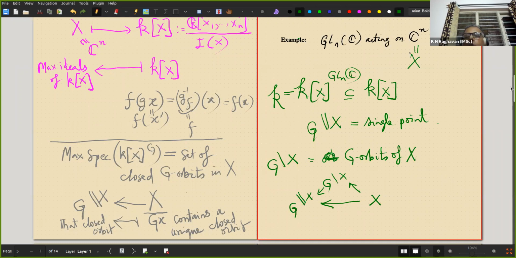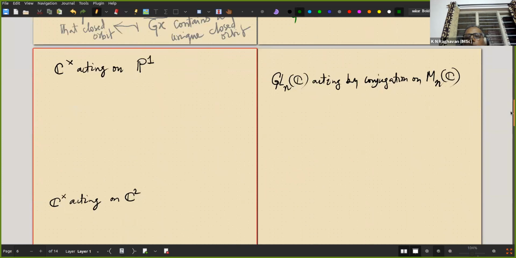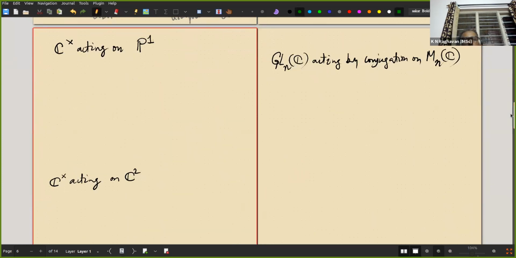Let's look at more examples. Here is an example to show that really we are using all the hypotheses here. Let's look at elements of P1, which are projective coordinates x, y, and C star acting on P1.